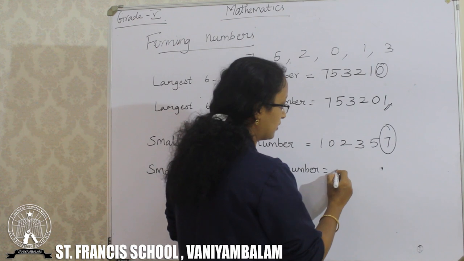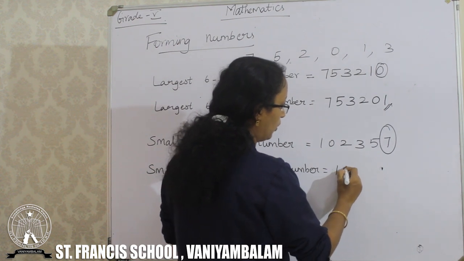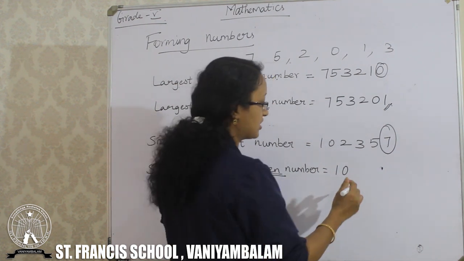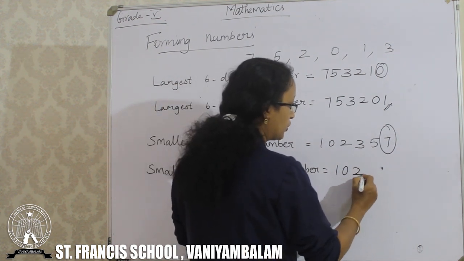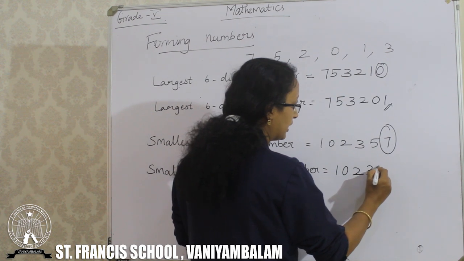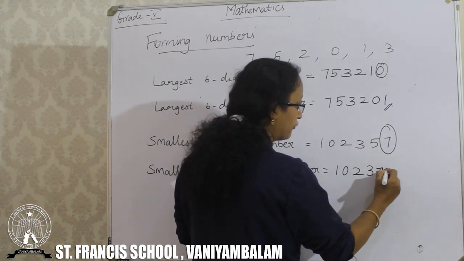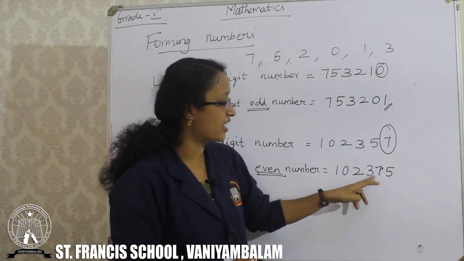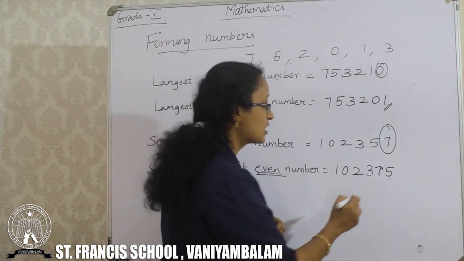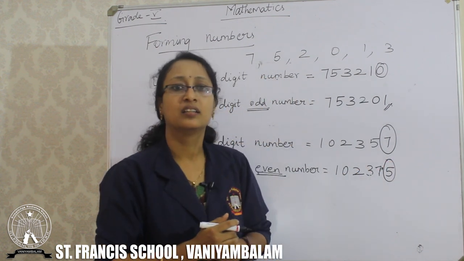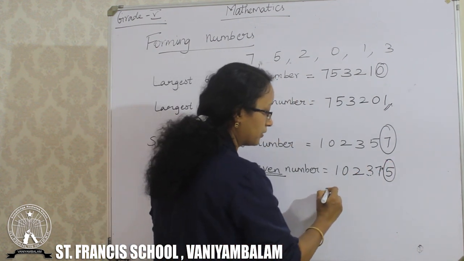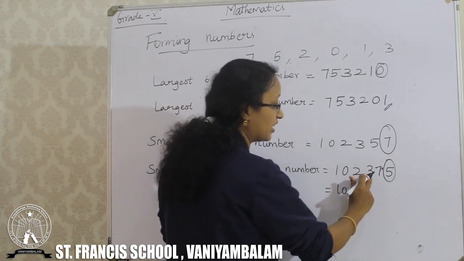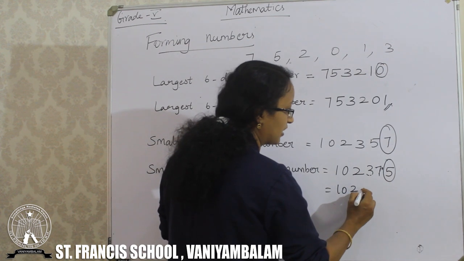So just to check, I can interchange the digits. 2 3 7 5, right? When I interchange the 7 and 5, is this correct? No, because 5 is also an odd number. Let me check the other one. 3 you can replace in place of 7.